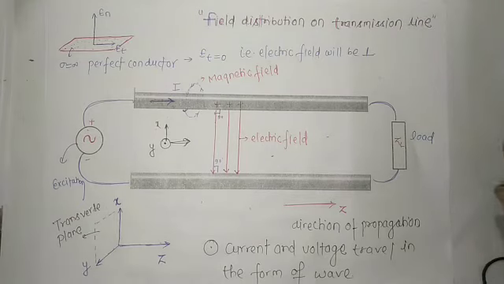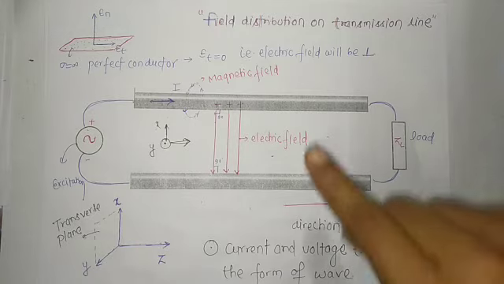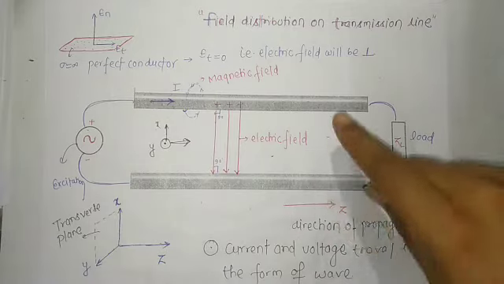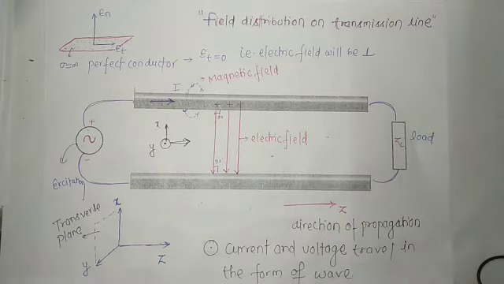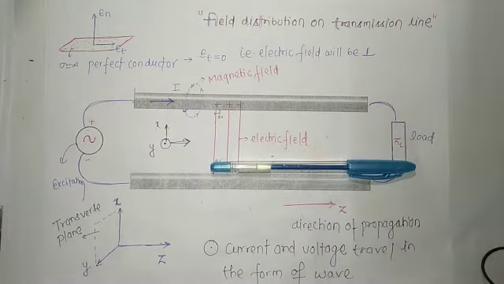In the last class we have seen the balanced transmission line and unbalanced transmission line. By looking at the physical structure of both conductors, we can say whether the line will be balanced or unbalanced. If the cross-sectional areas of both conductors are the same, then we say it is a balanced transmission line, otherwise unbalanced transmission line. Okay.